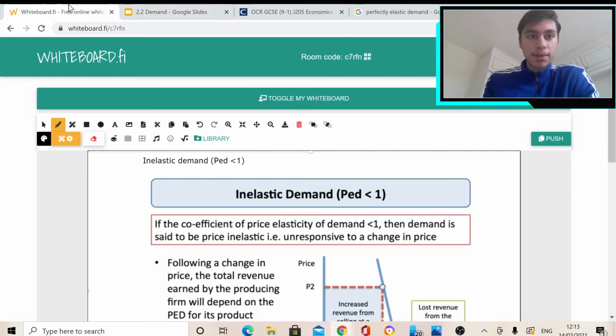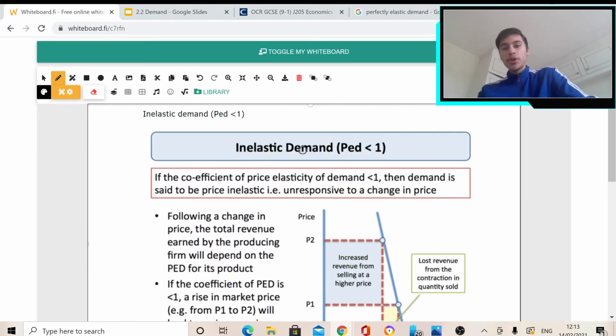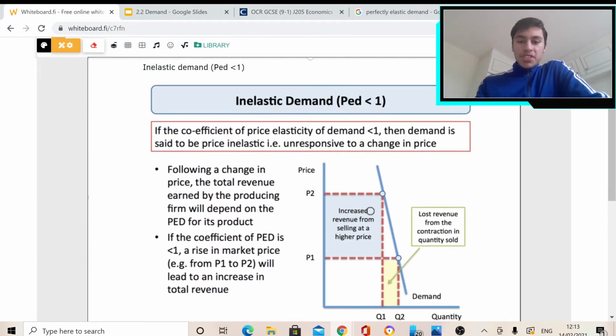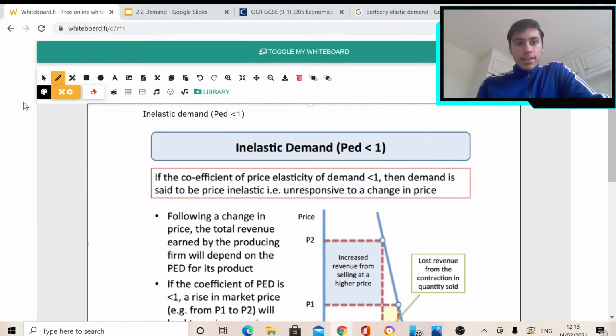Let me give you an example. I have this example prepared on the whiteboard. This image is from Tutor2u. If the coefficient of PED is greater than 1 in inelastic demand, but we don't consider the signs, as I just told you.